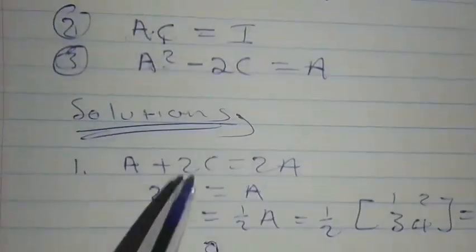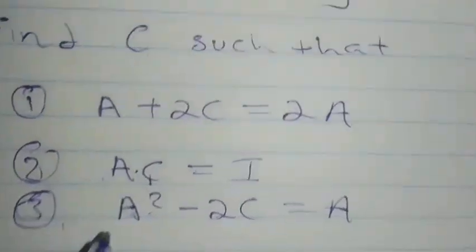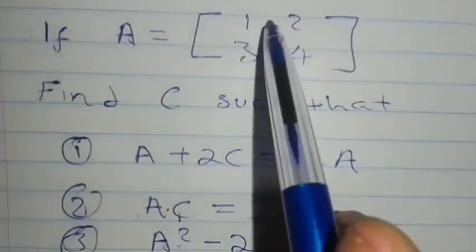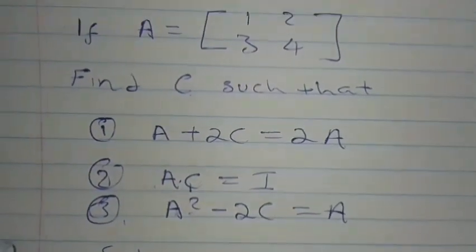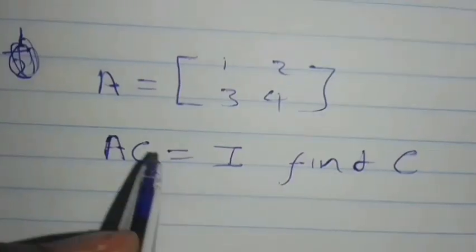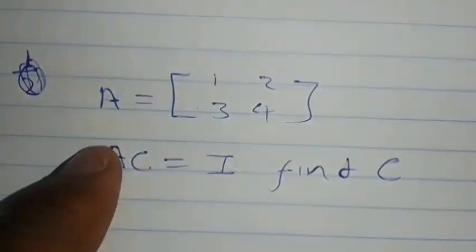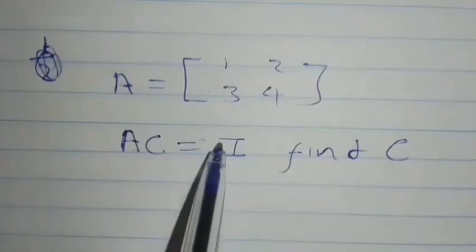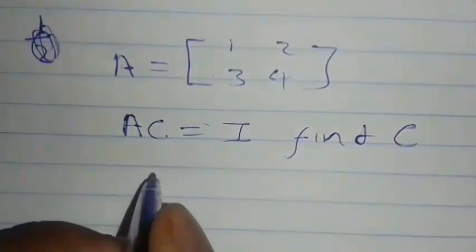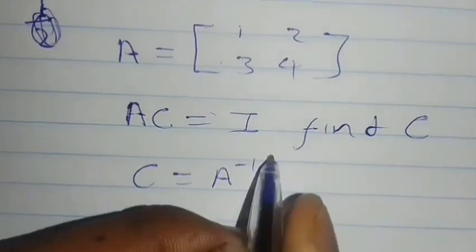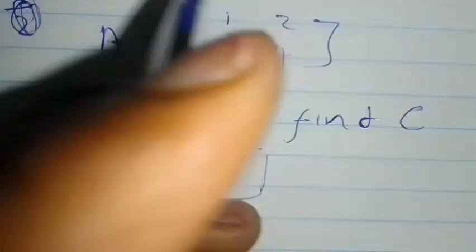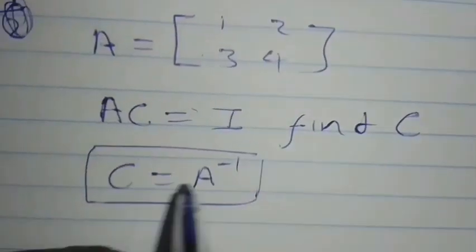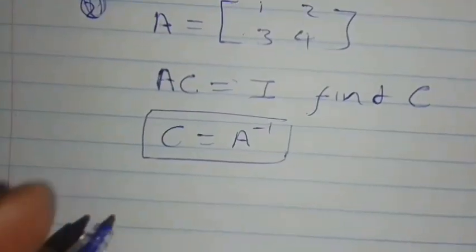Then what about AC equals I, given A is denoted by these 4 entries, then it's a 2 by 2 matrix. Now when you have this case here where you multiply one matrix by another and you get an identity, this just implies that C is the inverse of A. But I haven't talked about inverses yet. So how am I going to solve this?